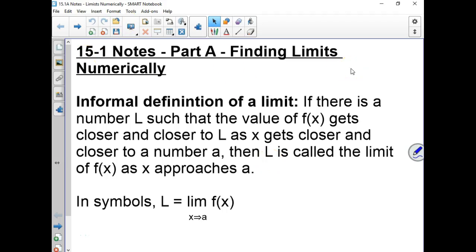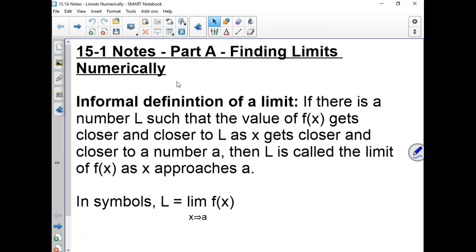For the first part, we're going to be looking at finding limits numerically, and numerically means that we're looking at the table, which we could do by plugging in the numbers by hand, but because that becomes very difficult to do, we're going to use our calculators to help us. Plus, we can use our calculator on the whole exam, so we want to do that here.